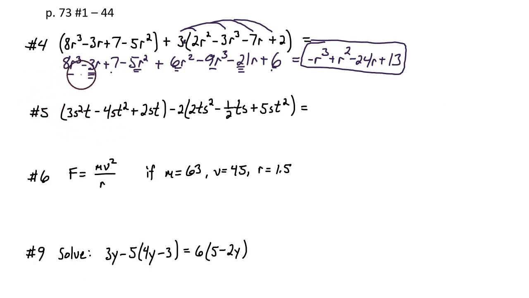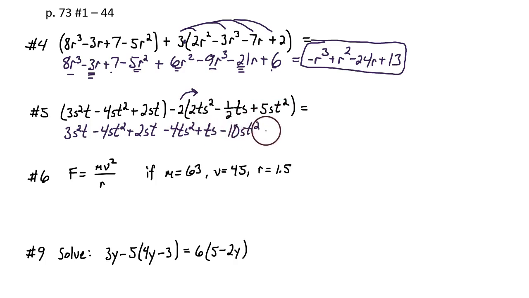Number 5, same situation, and again we need to do some distributive property in this part of the problem. So this one stays the same, 3s squared t minus 4st squared plus 2st. And now distribute the negative 2. Negative 2 times 2ts squared is negative 4ts squared. Negative 2 times negative 1/2 ts is positive 1 ts. Negative 2 times 5st squared is negative 10 st squared.